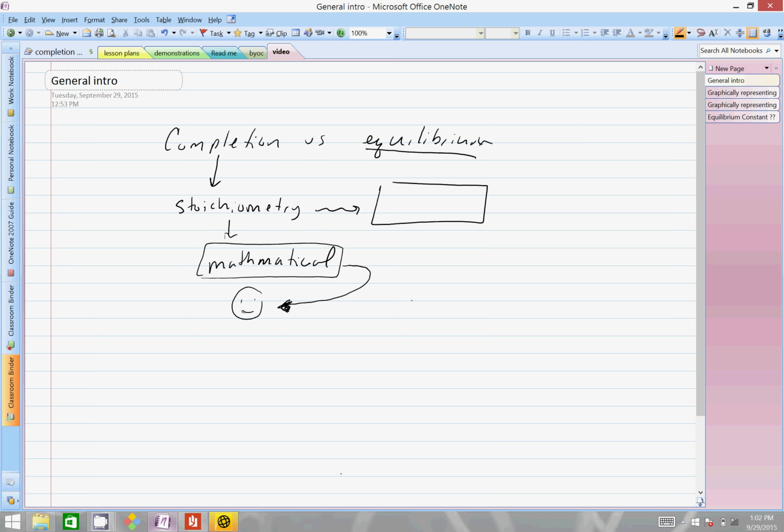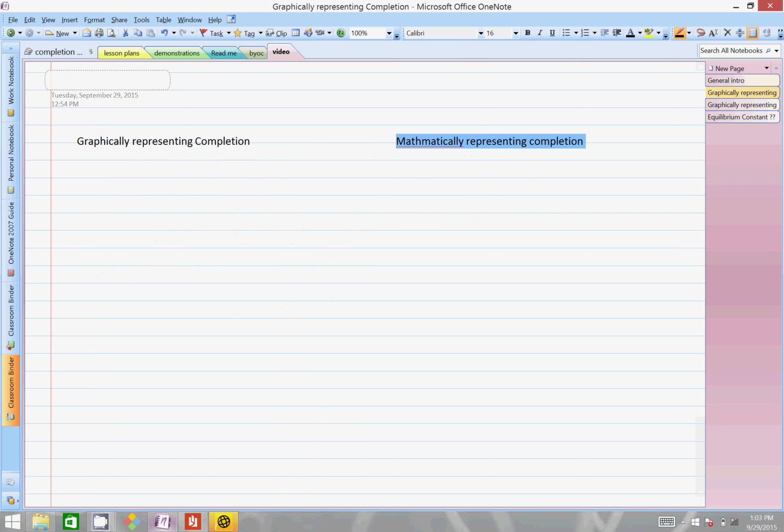If something's not making sense, don't just work with it. Stop, let me know, and try to find some way to clarify it so you can get a bigger, broader picture of what's going on and apply these concepts to more than one situation, because stoichiometry starts out and goes through all different chapters. Same thing with equilibrium. Let's start off here with completion.